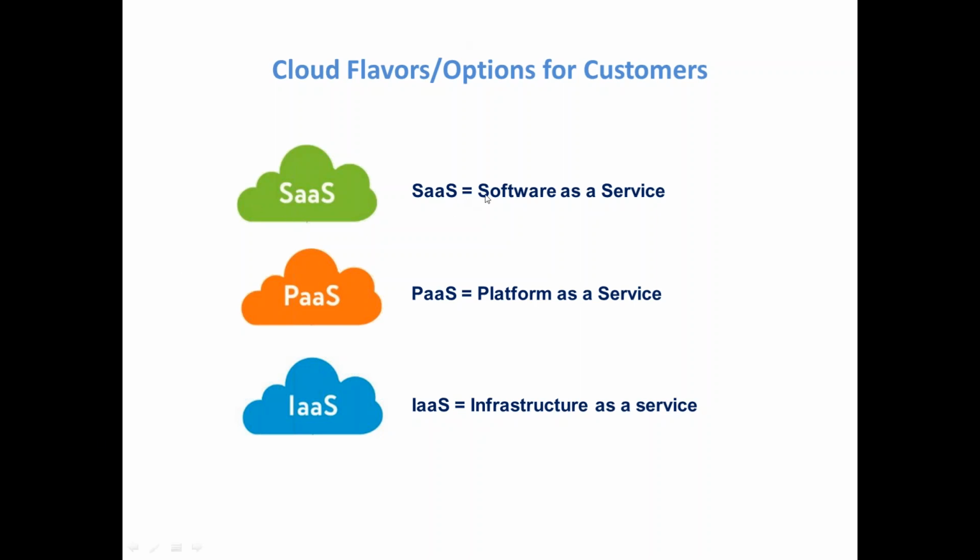SaaS stands for software as a service. The second option is PaaS, platform as a service. And the third option is IaaS, infrastructure as a service. If any company wants to use Fusion applications from Oracle, you can use the first option or the second option. The third option is just nothing.